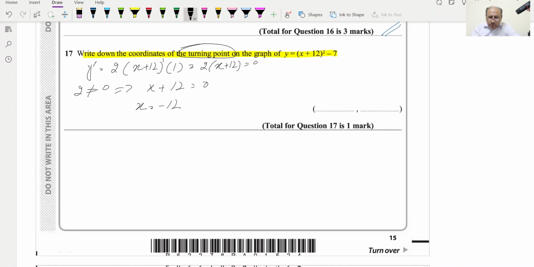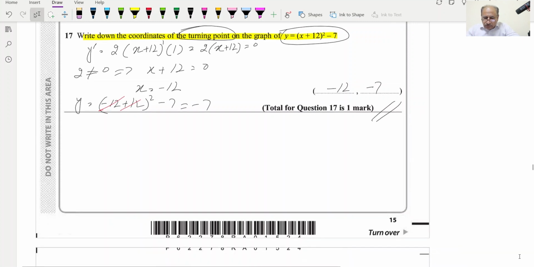We got x is equal to minus 12, and we will replace this minus 12 value in this one, and we will get y is equal to minus 12 plus 12 whole squared and minus 7, and this will be cancelled, so it will be equal to minus 7. So x value is minus 12 and y value is minus 7. This is the 1-mark part which we have done.